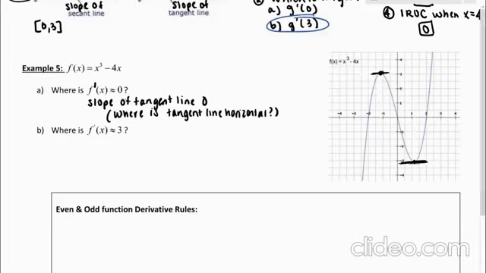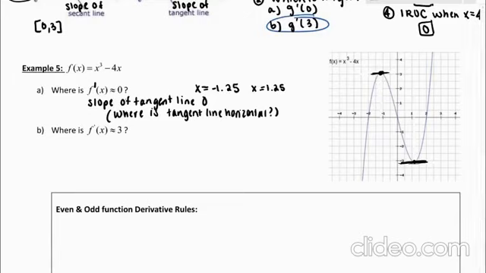So this is happening approximately, let's call it, negative 1.25. And the other place where that's happening, we'll call it approximately 1.25. Those are the approximations for where f prime of x is equal to 0.